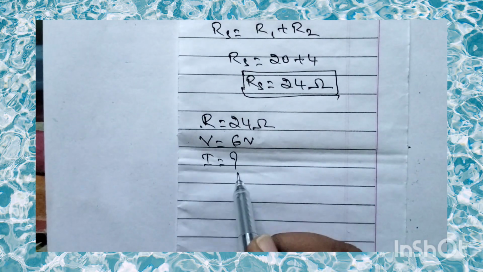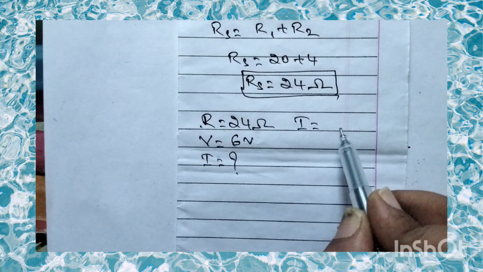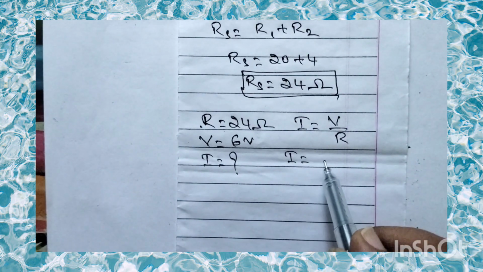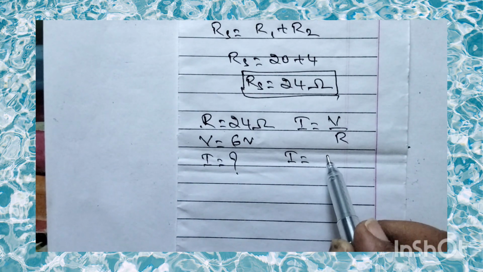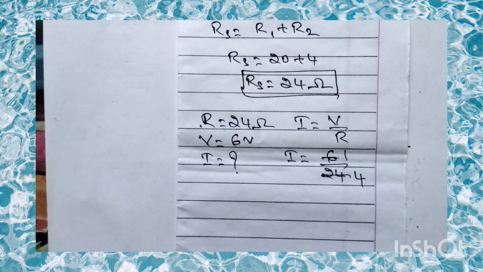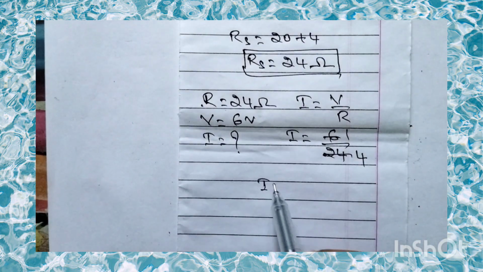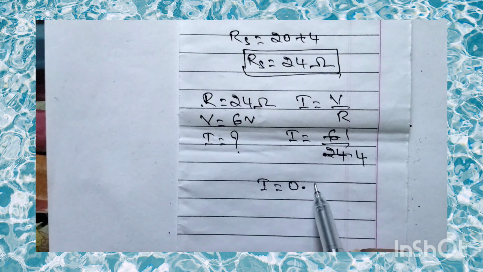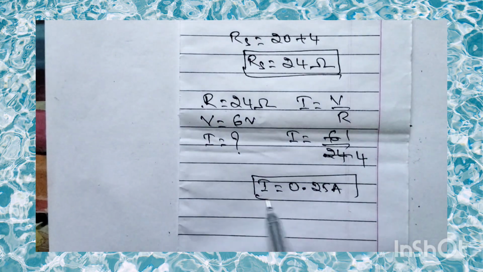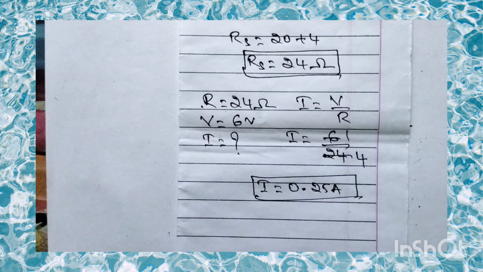Therefore I is equal to question mark. According to Ohm's law, I is equal to V by R. So I is equal to V. So V is 6 divided by R is 24. 6 ones are 6 fours. So I is equal to 1 by 4 is written as 0.25. Therefore the current that flows through the circuit is 0.25 ampere. So like this we have to solve this numerical.